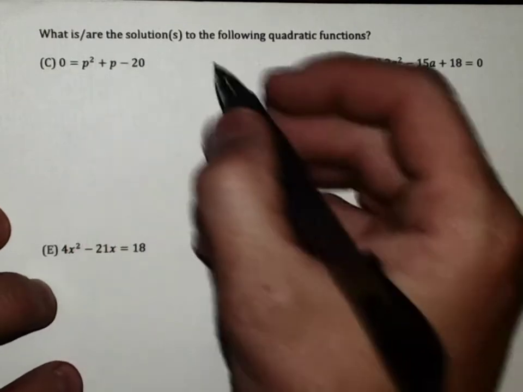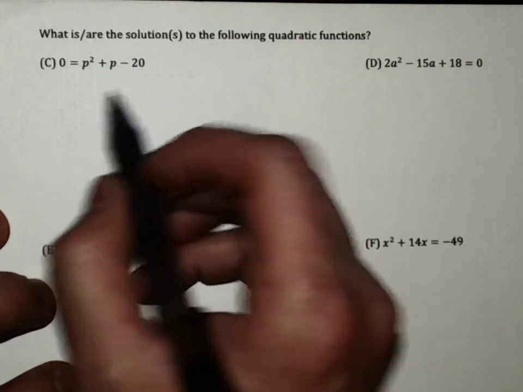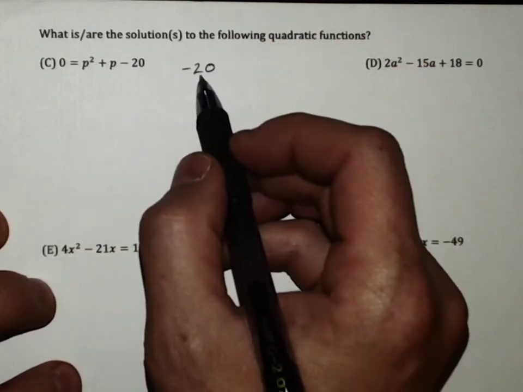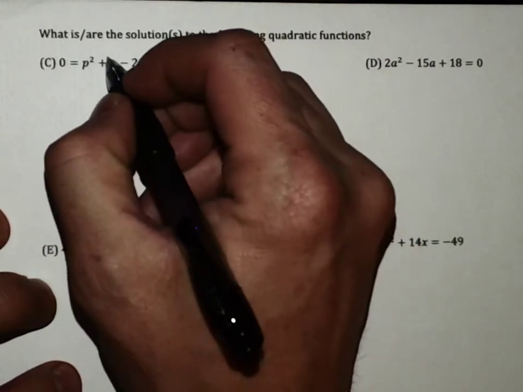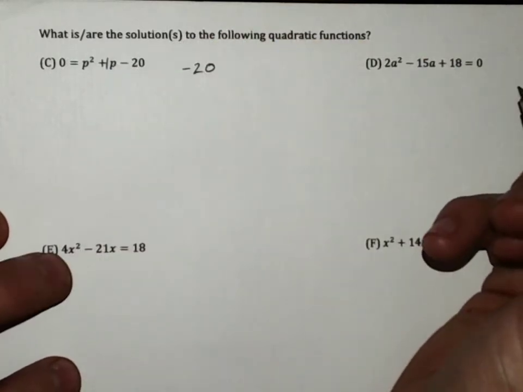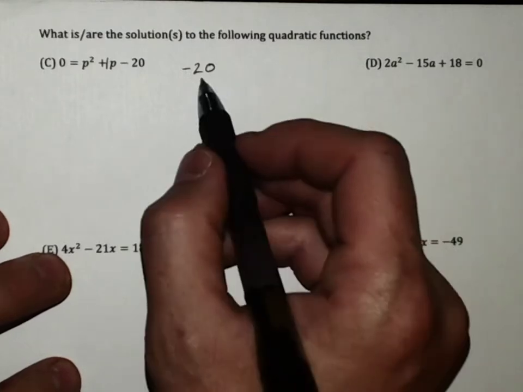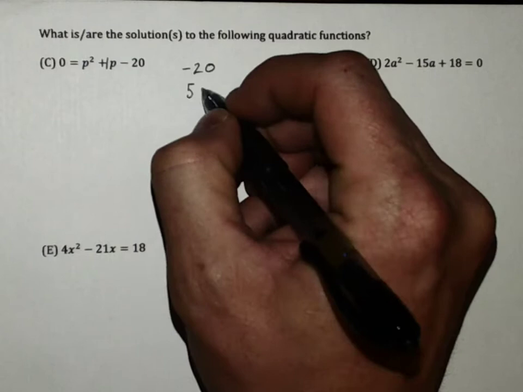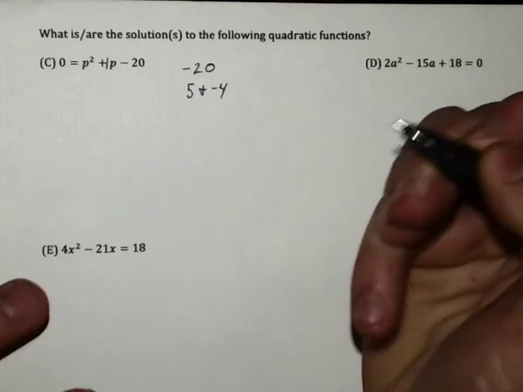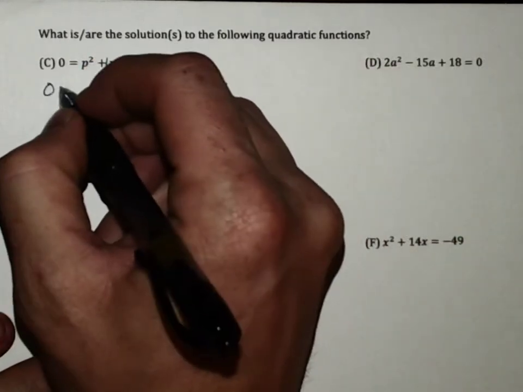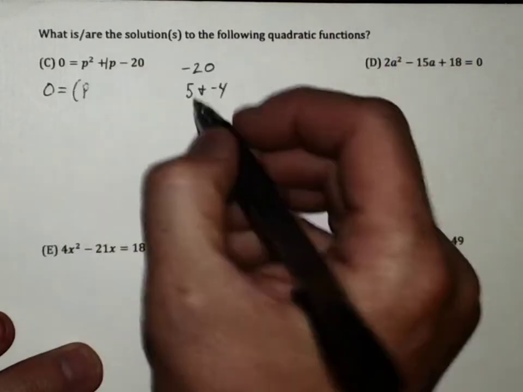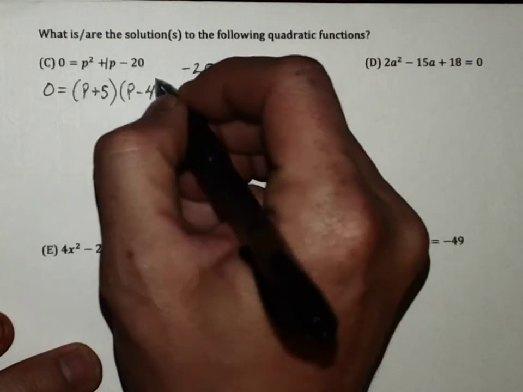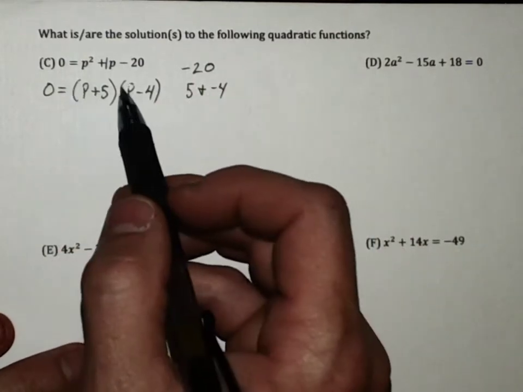I'm just going to factor it. -20 is our target number. What multiplies to -20 but adds, remember there's a positive 1 in front of that p. What multiplies to -20 but adds to 1? The answer is 5 and -4. So I have 0 equals p plus 5, p minus 4.